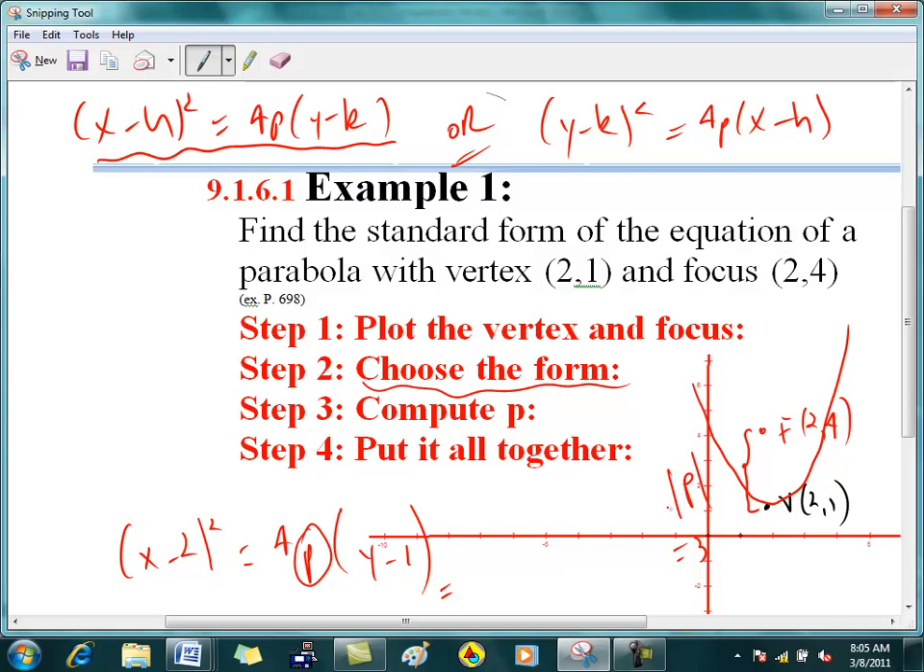Okay, is everybody there? Because it's opening up, we're going to make a positive p, so this becomes 12y minus 1. Is everybody okay on this?